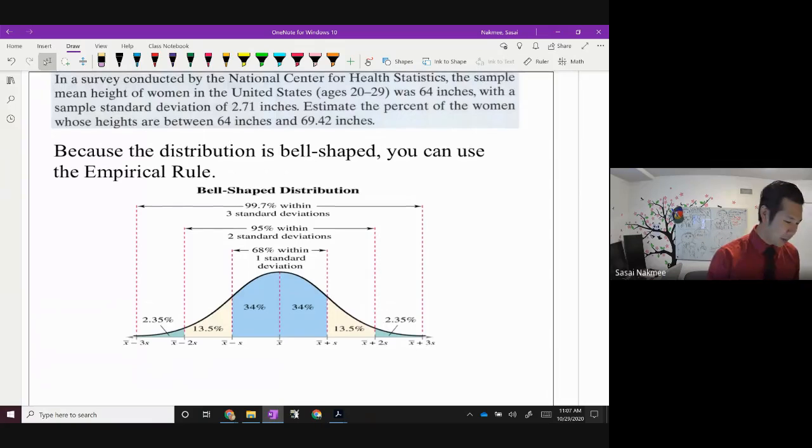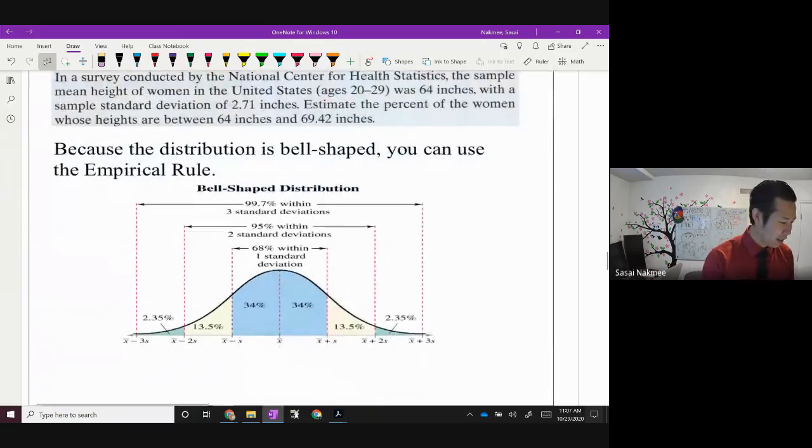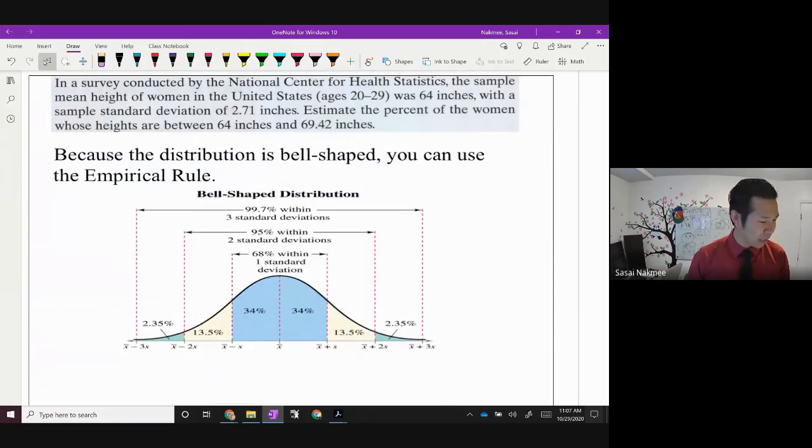Okay, so let's take a look here. Back with the heights. Back at it again with the heights. All right, let's see here. In a survey conducted by the National Center for Health Statistics, the sample mean height of women in the United States ages 20 to 29 was 64 inches. So reading this out, they tell me that 64 inches is the sample mean. I can write that down: the average height of women in this sample is 64 inches.